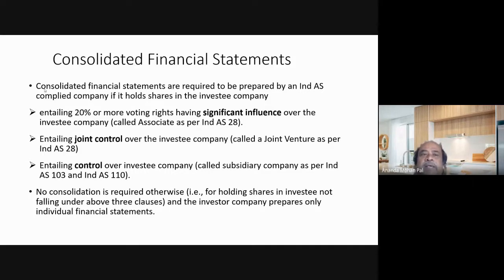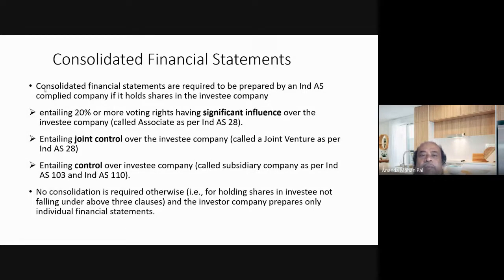Consolidated financial statements are required to be prepared by an Ind AS compliant company if it holds shares in the investee company in the following cases, not always: entailing 20% or more voting rights, having significant influence over the investee company, and in such case the investee company is called associate as per Ind AS 28.